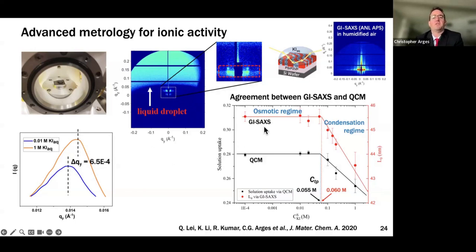And we related this GISAXS data to a QCM. This is actually collected on the QCM from Gamry. And we can look at the solution uptake from QCM versus GISAXS for the same material. And what we're interested in is this transition point. As we increase the concentration of the salt solution of the droplet, we get constant solution uptake till we get to this transition point where we move from this osmotic regime to this condensation regime.